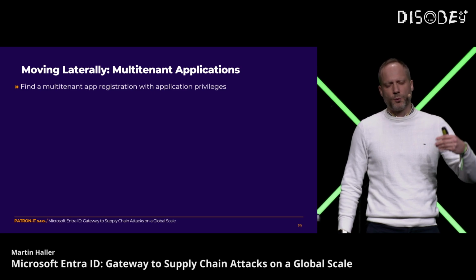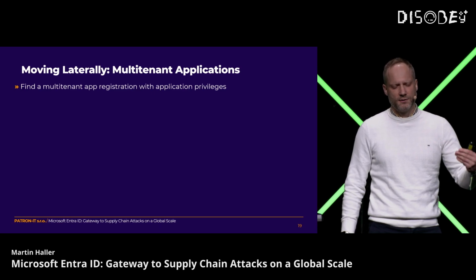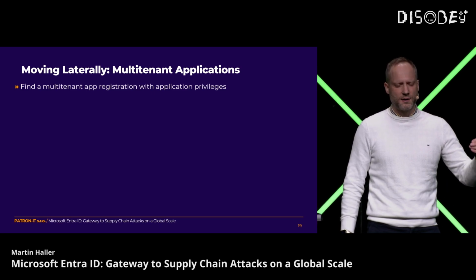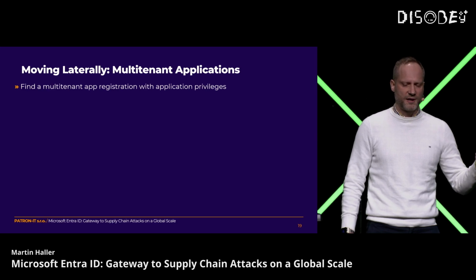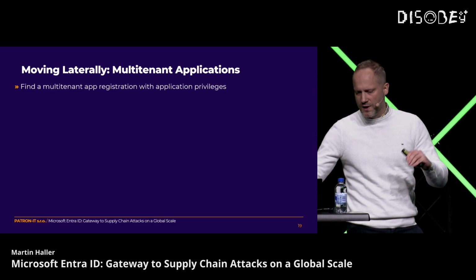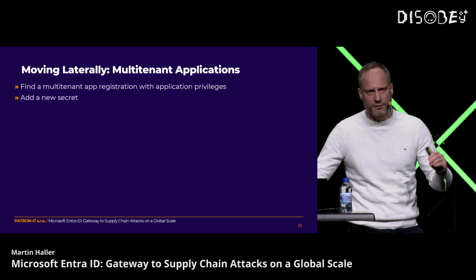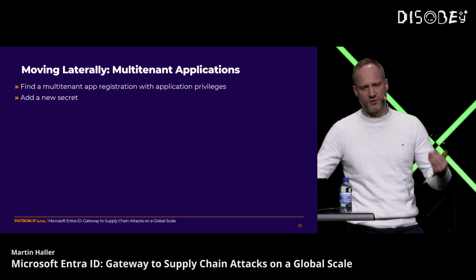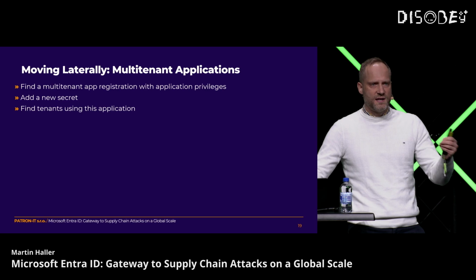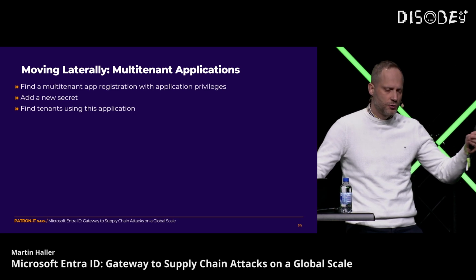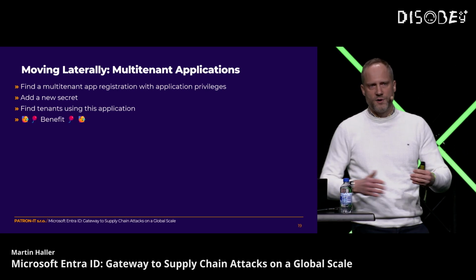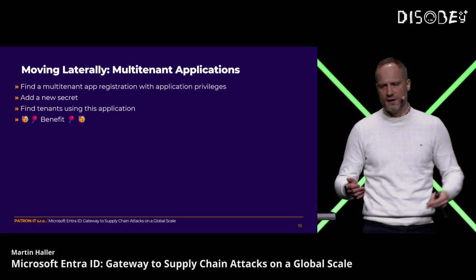So if it's a post-breach activity, and we breach a tenant, we look if that tenant is a developer of some application. If yes, we look at what the privileges of that application are. We add a new secret to that application, so we are able to impersonate the application, find tenants trusting or using that application, and then we just log in to the target tenant as that application.